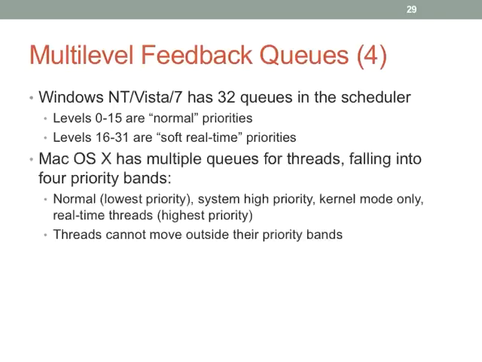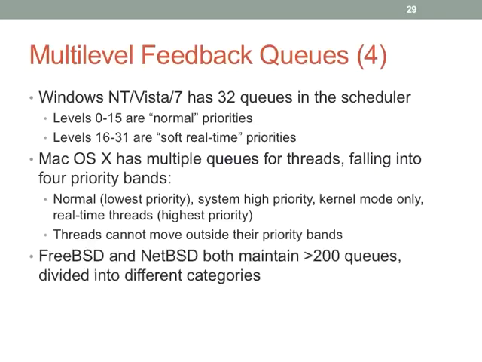OS 10 has, interestingly, 4 priority bands. So it's not quite exactly multi-level feedback queues, but it's along the same idea. So you have normal, system high priority, kernel mode only, and real-time threads is the very highest priority. And the threads are constrained to be within their priority band. So obviously a real-time thread is never going to be demoted into kernel only. That wouldn't make any sense, and so forth. So that is one of those nice things about multi-level feedback queue scheduling.